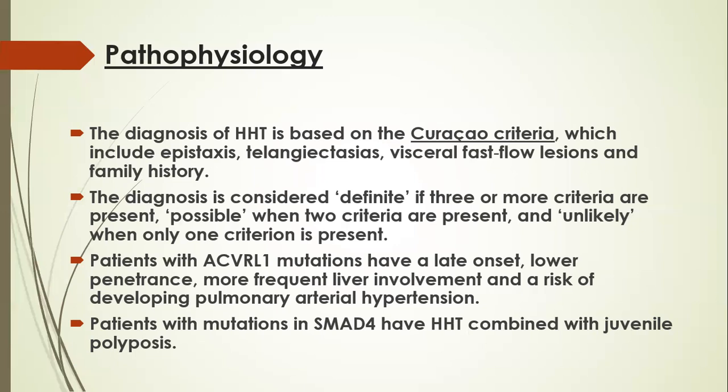Patients with ACVRL1 mutation have a later onset, lower penetrance, with more frequent liver involvement and risk of developing pulmonary arterial hypertension. Patients with mutation in SMAD4 have HHT combined with juvenile polyposis.